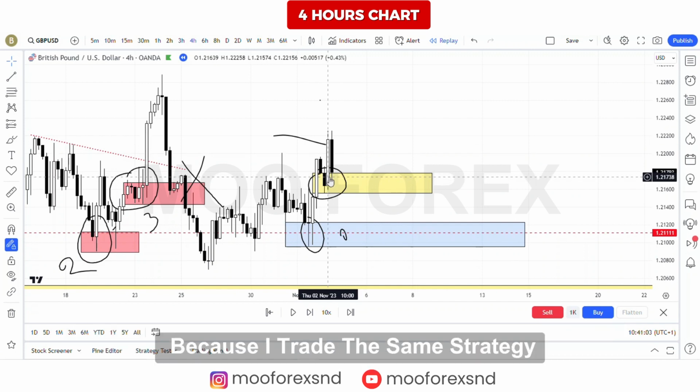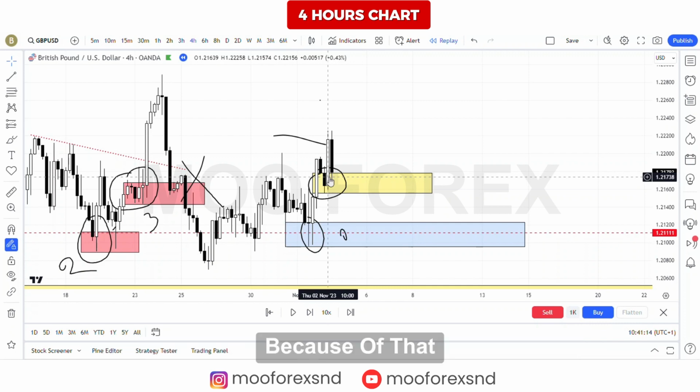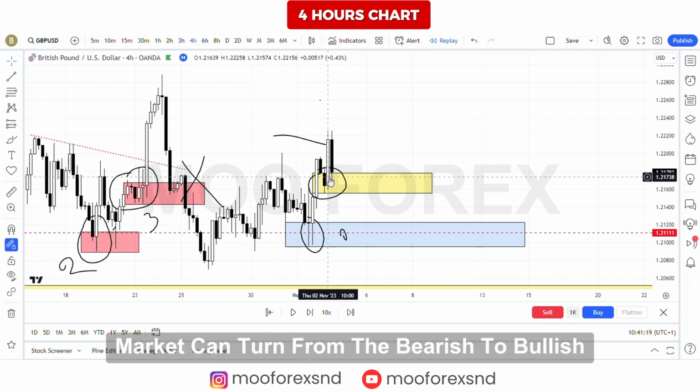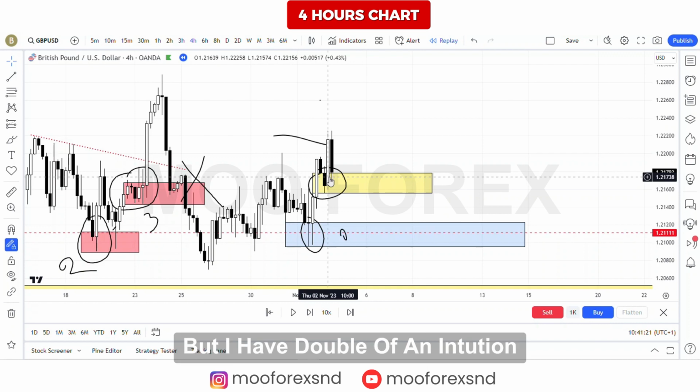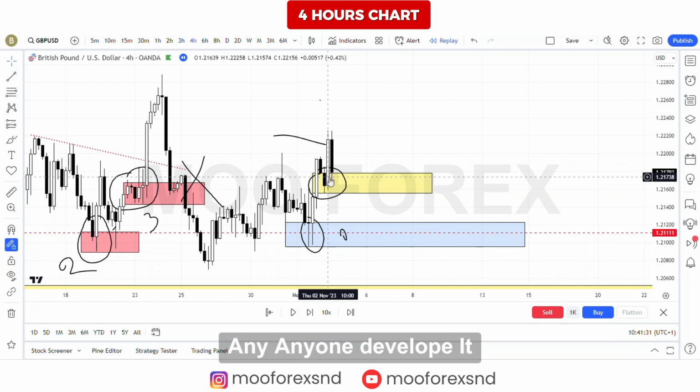Because I trade the same strategy, same pattern for the last 7 years, 8 years, because of that, I developed an intuition. Because of that, I know when the market can turn from bearish to bullish. I don't know how, but I have developed an intuition, a sixth sense. You will develop it as well. If you trade the same strategy for at least 2 years, you will develop it. Anyone can develop the intuition, the sixth sense. Well, guys, I hope you understood.